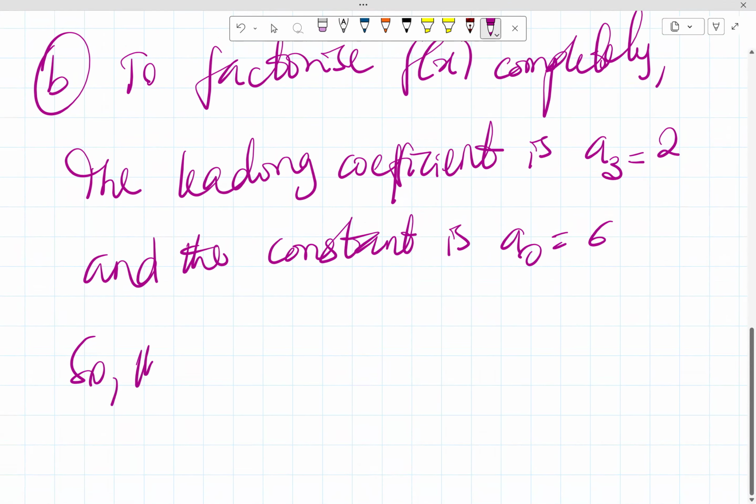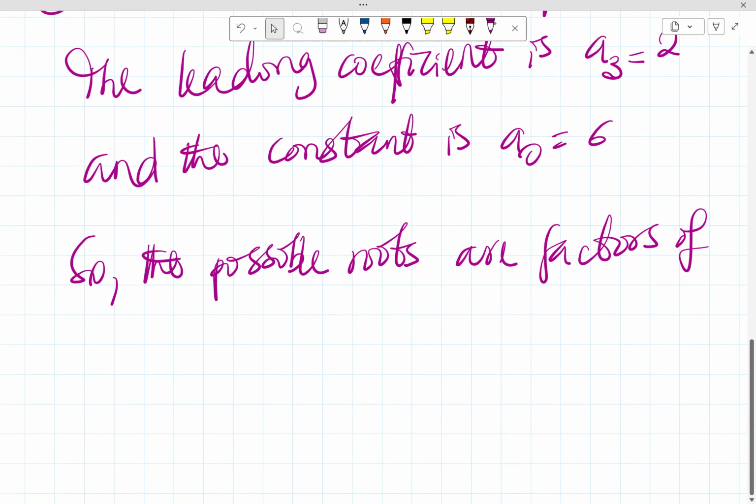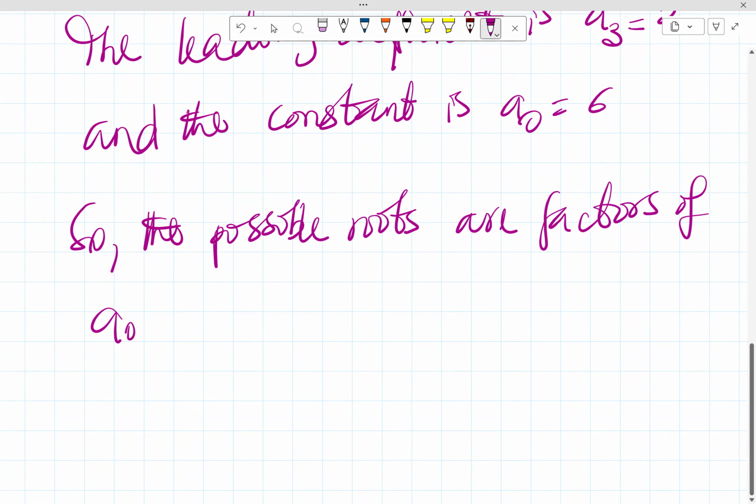So the possible roots are factors of a sub 0 over a sub n. a sub 0 is 6, a sub n is 2. So the possible roots are factors of 6 over factors of 2.